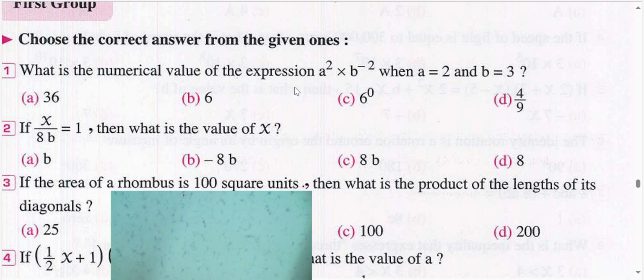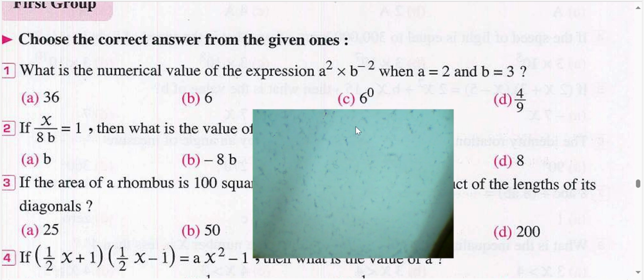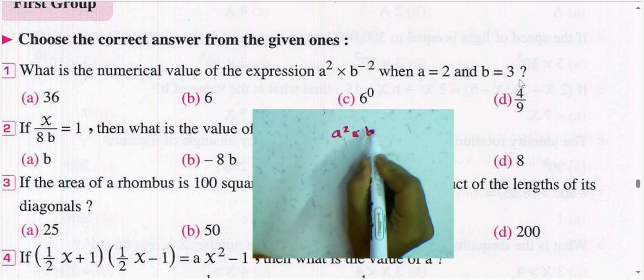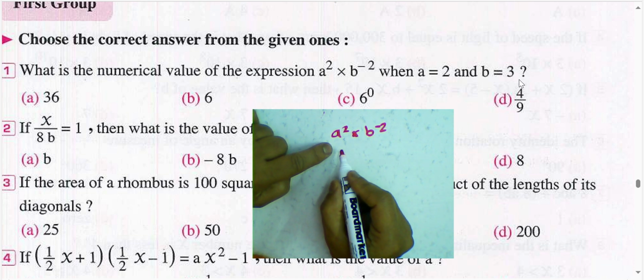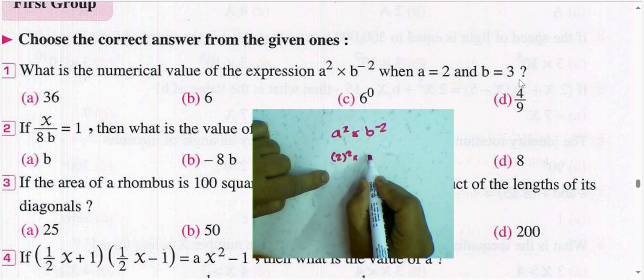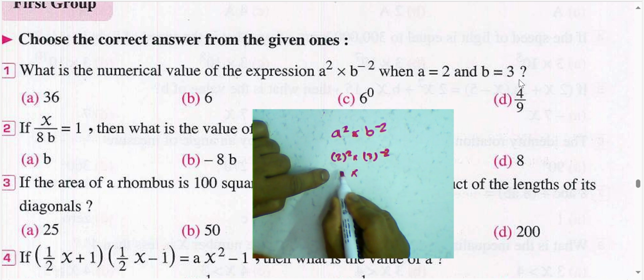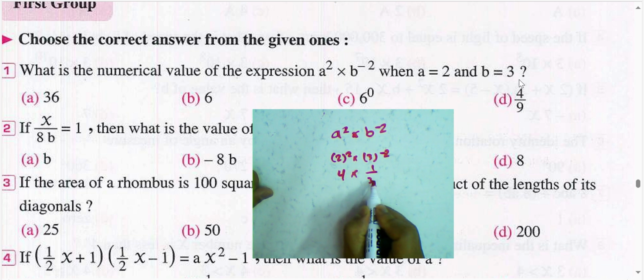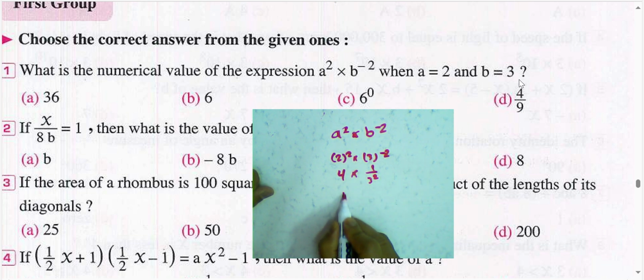What is the numerical value of the expression a power 2 times b power negative 2 when a equals 2 and b equals 3? First step, we can put a equal 2 and b equal 3 in this expression: a power 2 product by b power negative 2. He gives us this information, a equal to 2, then 2 power 2 product by the value of b here 3 power negative 2. Then 2 power 2 is 4, and 3 power negative 2 is the reciprocal of 3 power 2 because the power here is negative, and then the result will be 4 times 1 over 9.